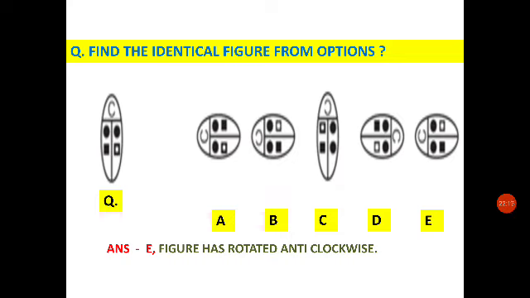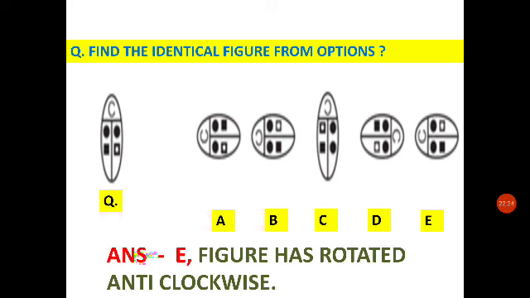Now again this question, identical figure. Question figure is given and answer figures are there. Option is E. Figure is rotated in anti-clockwise direction.